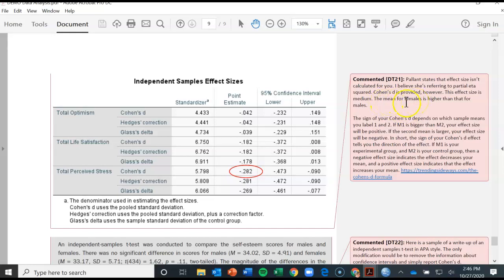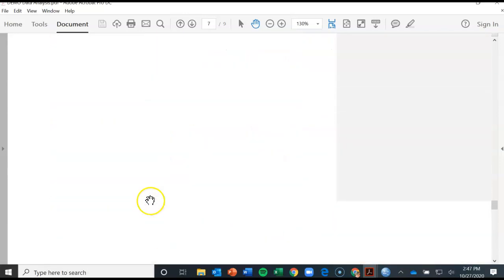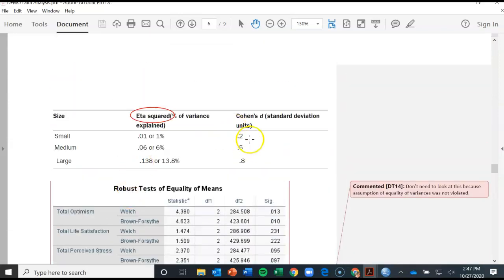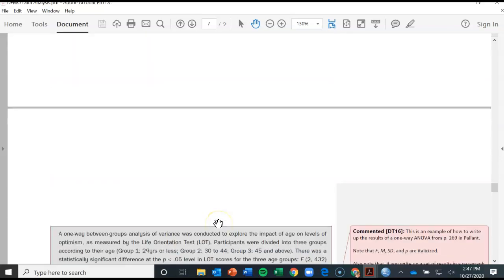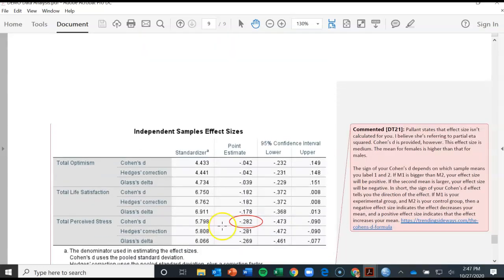The mean for females is higher than that for males, but we need to interpret the size of the effect. I showed you that little table earlier. Let me see if I can get to it quickly here. Scrolling more. There. With Cohen's d, small is 0.2, medium is 0.5, and large is 0.8. So we go back down to our effect size table, and what you see is a negative 0.282. So we're looking at, again, a small effect size. Small edging on moderate, basically, with the mean for females being slightly higher than that for males.